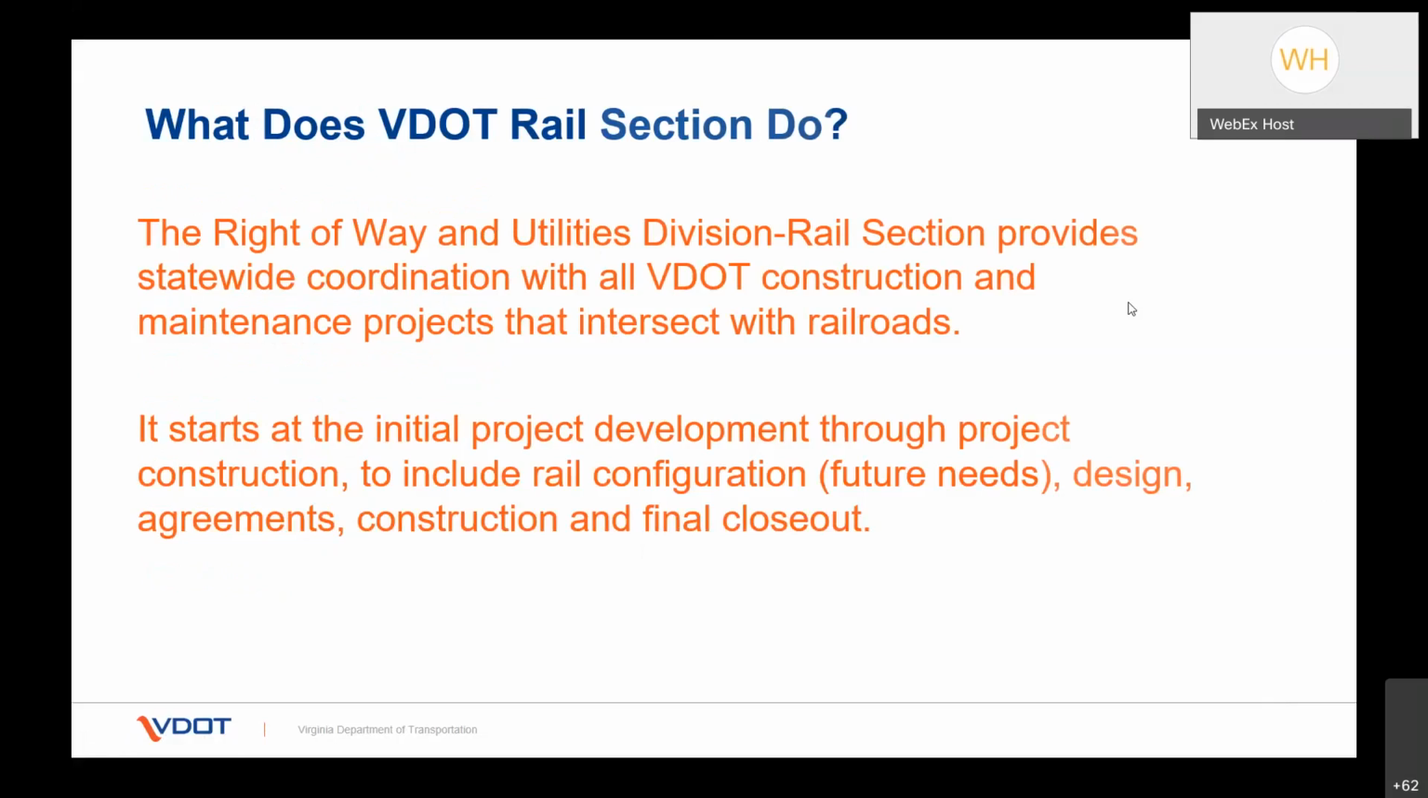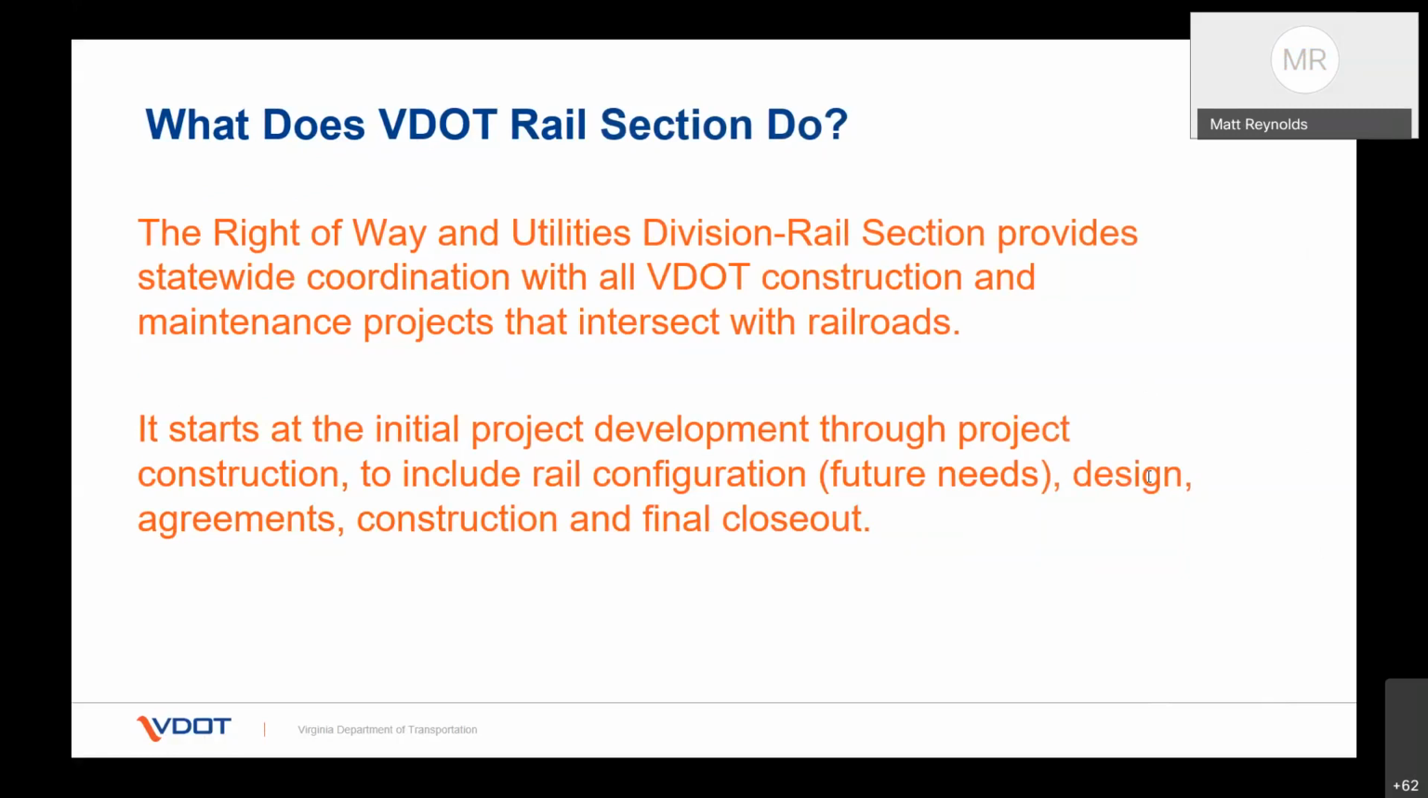What does VDOT's rail section do? It's a lot more encompassing than these few words say, but to give a broad overview, the Right-of-Way and Utilities Division rail section provides statewide coordination with all VDOT construction and maintenance projects that intersect with railroads. This could be road widening, bridge projects, bridge maintenance projects, and grade crossing projects, which we work on with the ASIP section and traffic engineering and others in the districts.